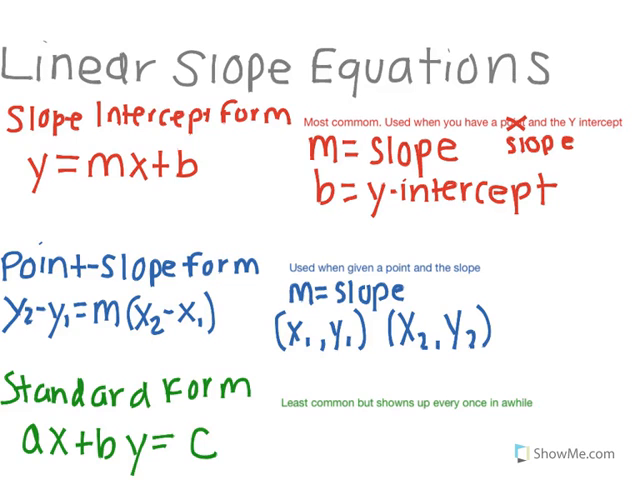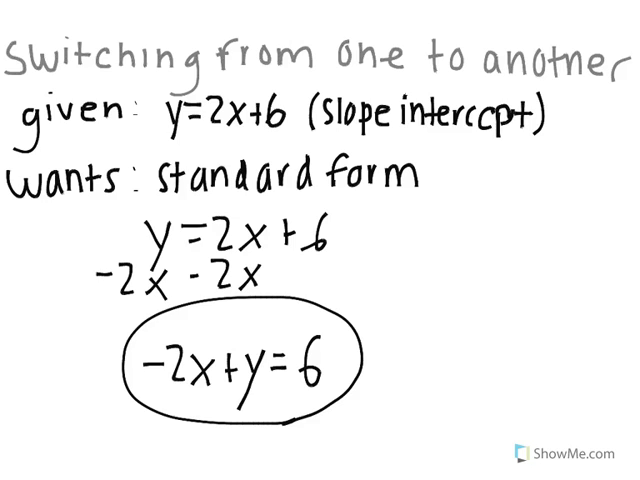Yes, and the point-slope form is when you are given a point and the slope. Standard form is the least common, and it shows up every once in a while. It's not nearly as common as the other two. Just know what it is. It's ax plus by is equal to c. And it's usually just used to turn into one of the other two, or vice versa.